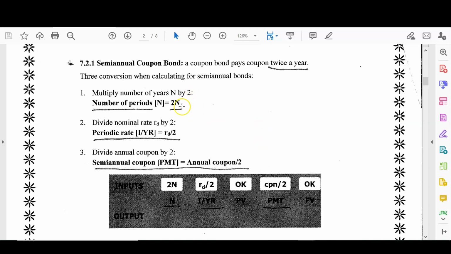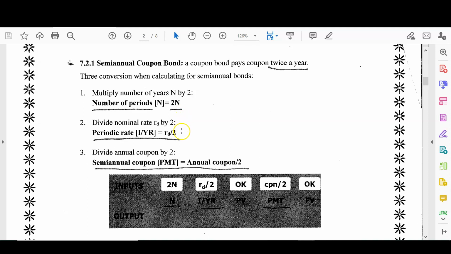Change 1, we multiply number of years n by 2. So 2 here is m, compounding periods per year. Here we have twice a year as our payment, so our compounding period should also be 2. And our total number of periods would be 2 multiplied by number of years.